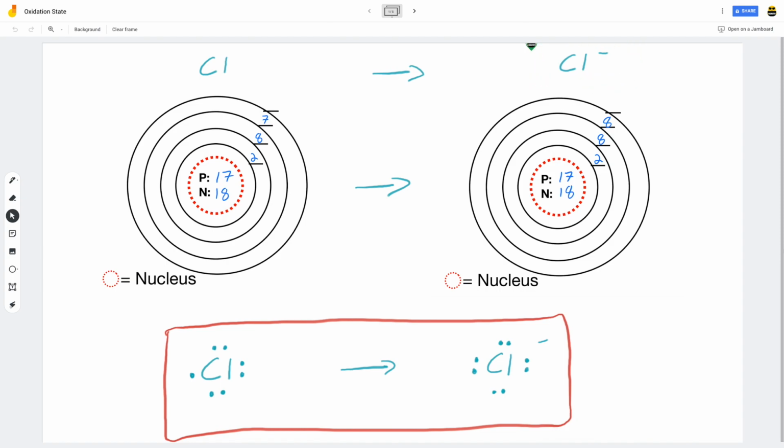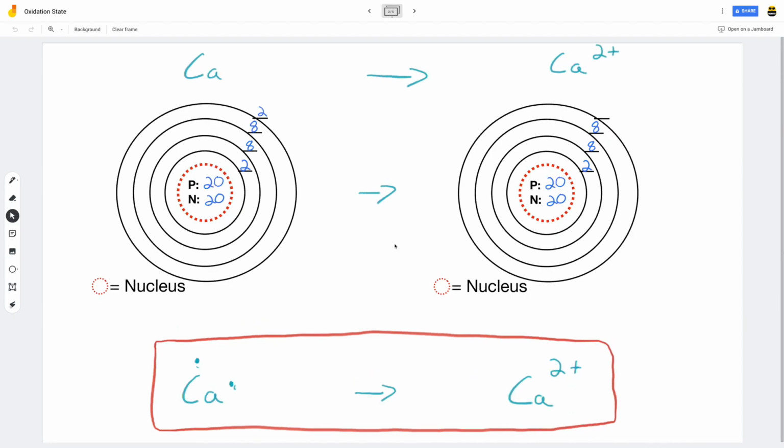And then here we also draw in the neutral chlorine Lewis dot structure, and then also the ion Lewis dot structure. As you can see, the Lewis dot structure is just a simplified version of the Bohr model with just our valence electrons drawn and nothing else except the atomic symbol.